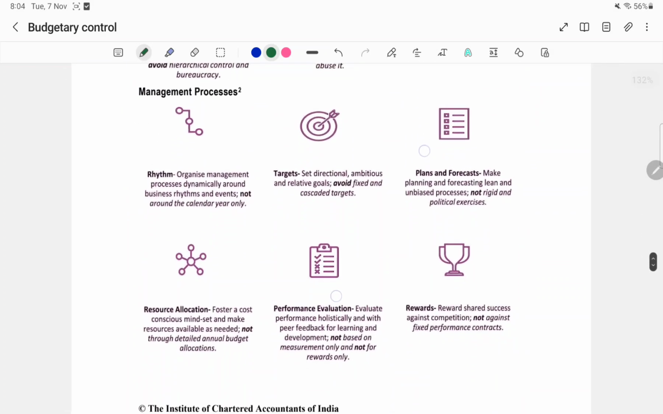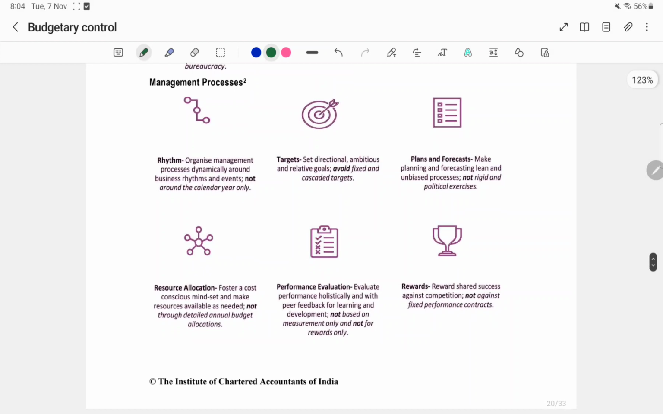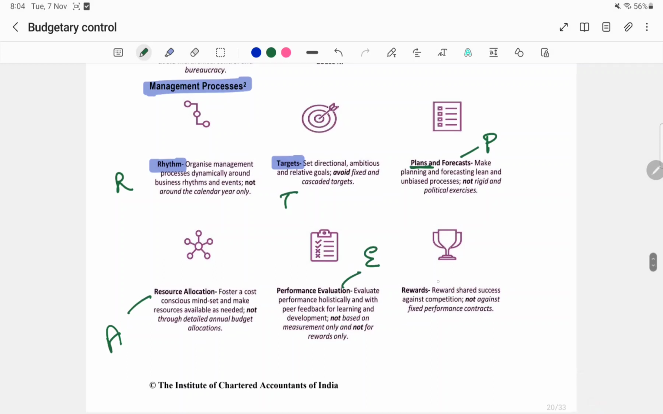Now if we come to the management processes. So in management processes, there is rhythm, targets. R stands for rhythm, T stands for targets, P stands for plans, resource allocation A, evaluation E, and again rewards R. So what is the memory trick here? RTP, AIR. So you can remember this with RTP in CA final, and in CA final you bring AIR. So here it is AER.